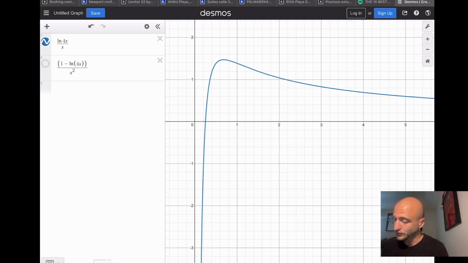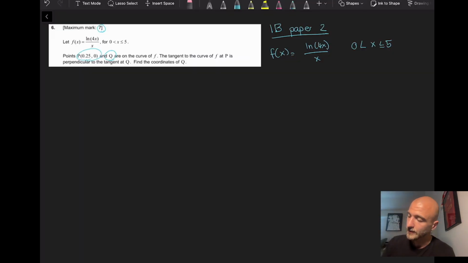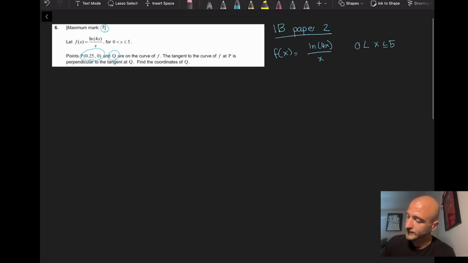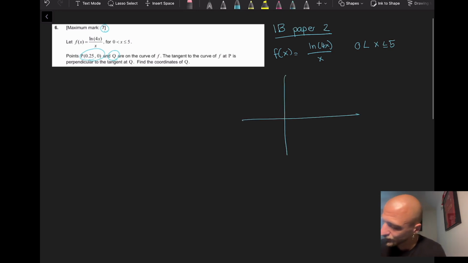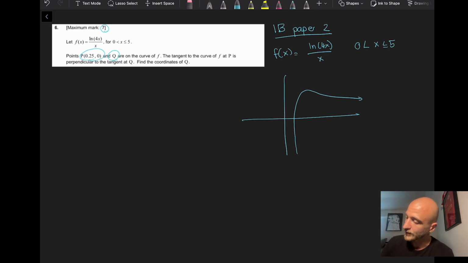You see that it shoots up past the x-axis, specifically at that point where we're given 0.25, 0. It finds some local maximum at around that point, then it plateaus off. So you're not going to be expected to graph this by hand. Your calculator helps you all the way.